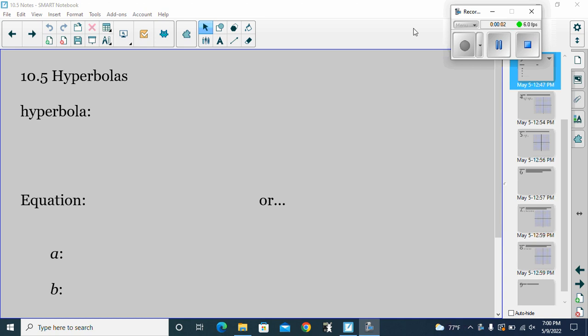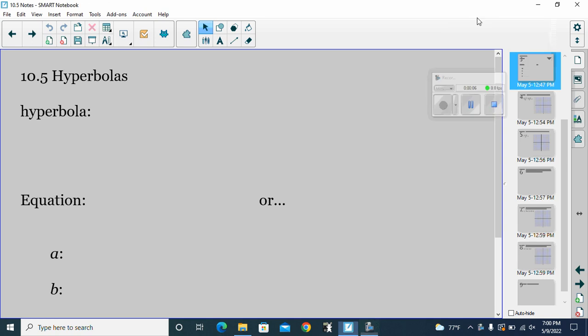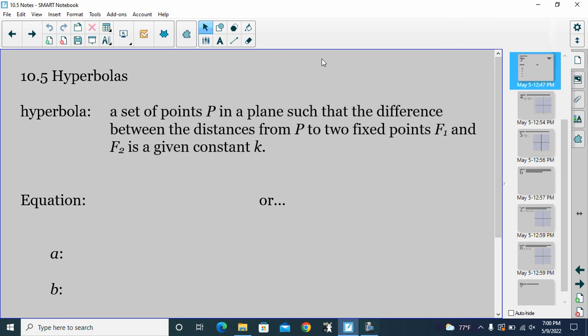These are notes from section 10.5, which is on hyperbolas. A hyperbola, first of all, the definition of a hyperbola is the set of points in a plane such that the difference between the distances from the point to two fixed points is a given constant k.